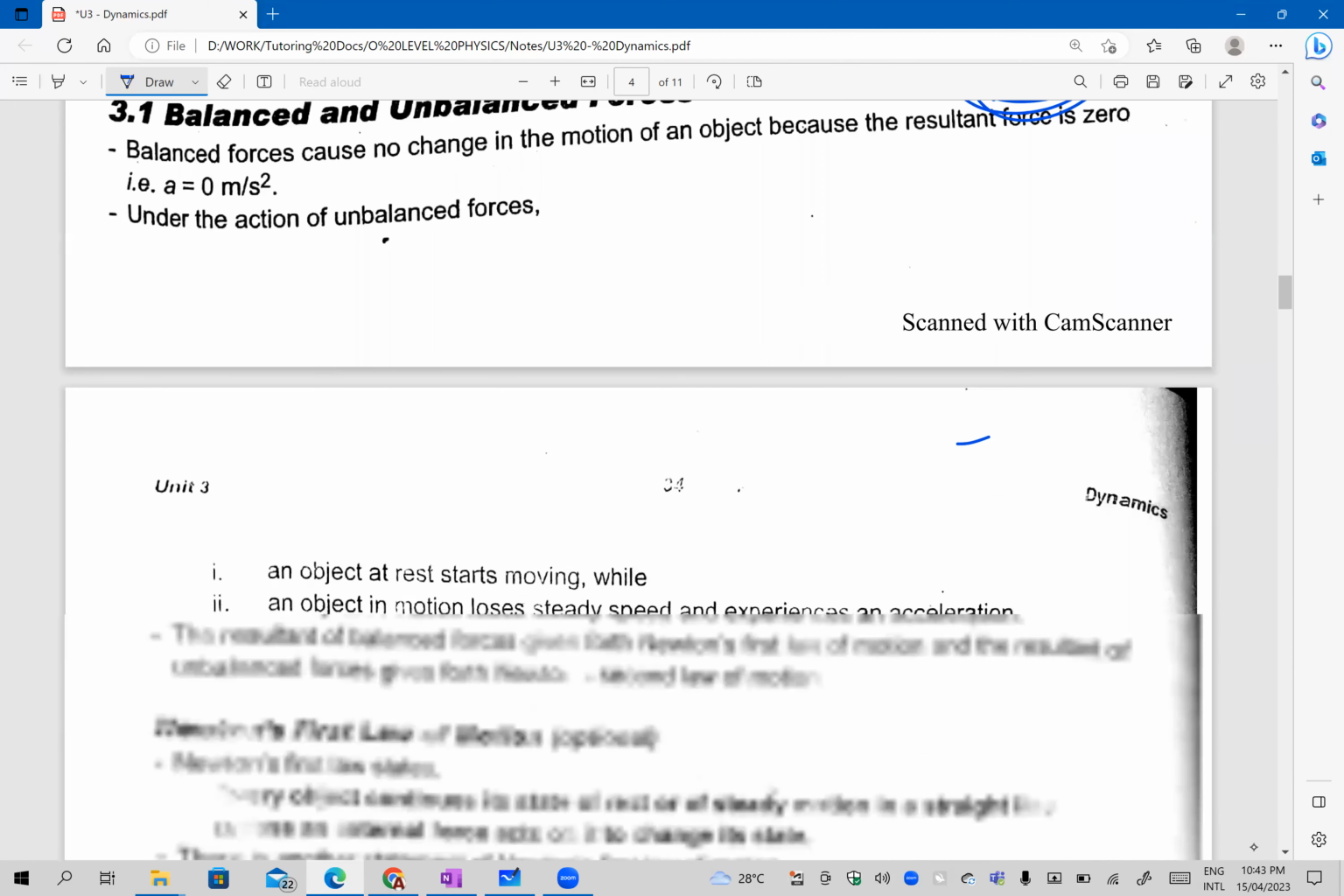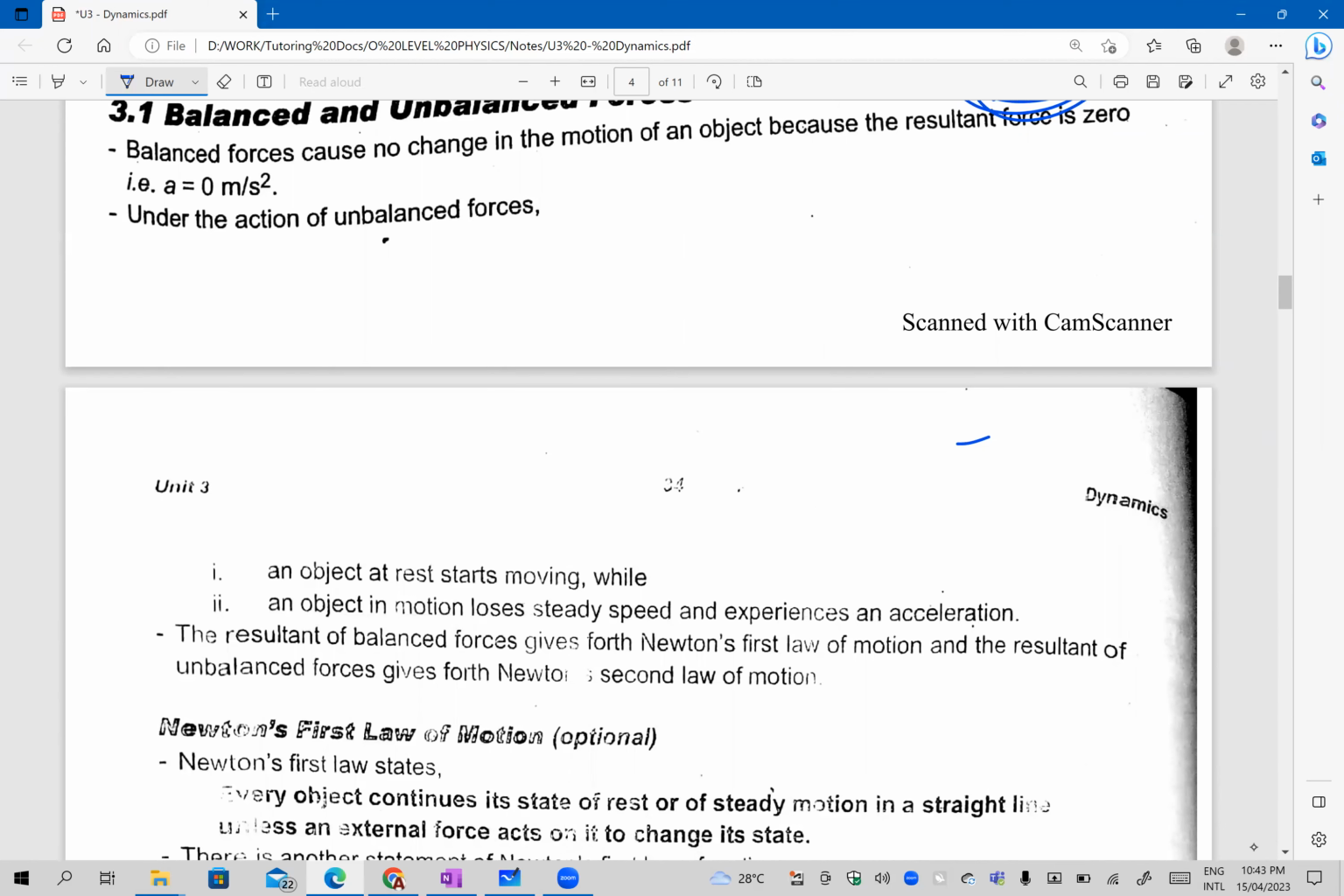Okay, balanced and unbalanced forces. Now, balanced forces cause no change in motion of an object.